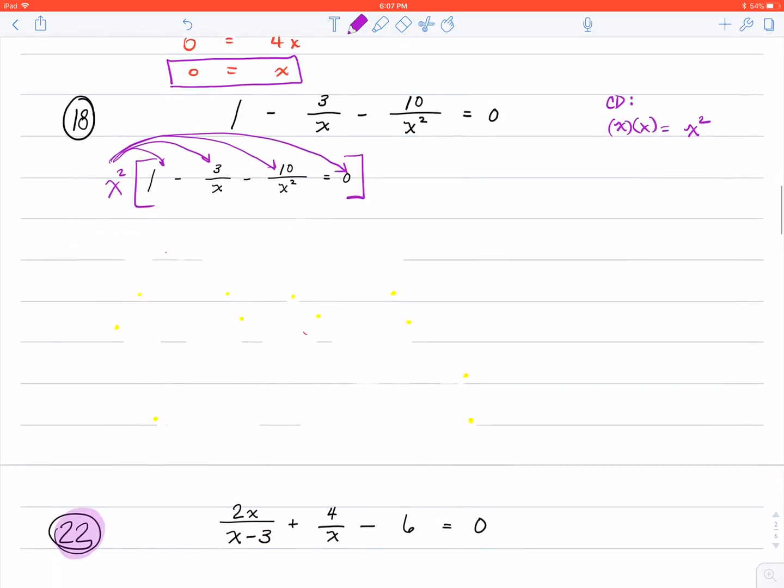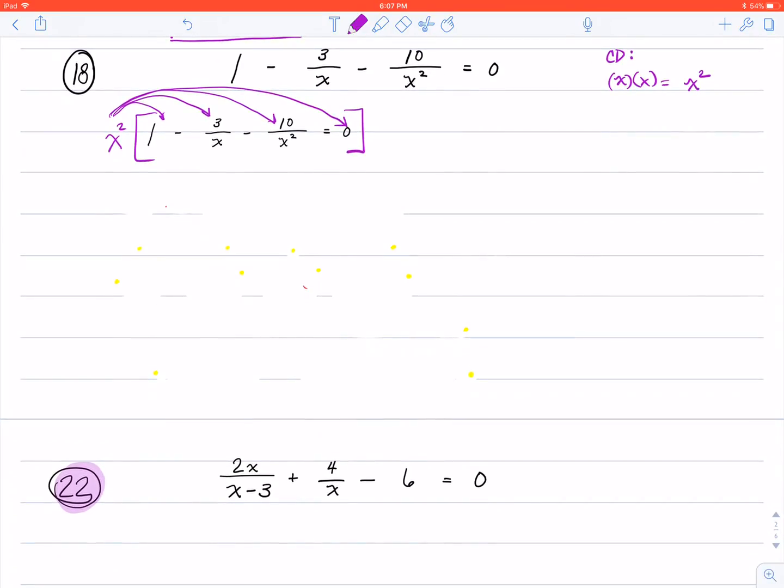Now for number 18, I've already started the question for you. I've already found the common denominator, and I'm getting ready to take my common denominator and distribute it to all the terms in my equation. So when I take my x squared and pass it out to the 1, it becomes x squared times 1. Pass it out to the second term, pass it out to the third term, and pass it out to the fourth term.